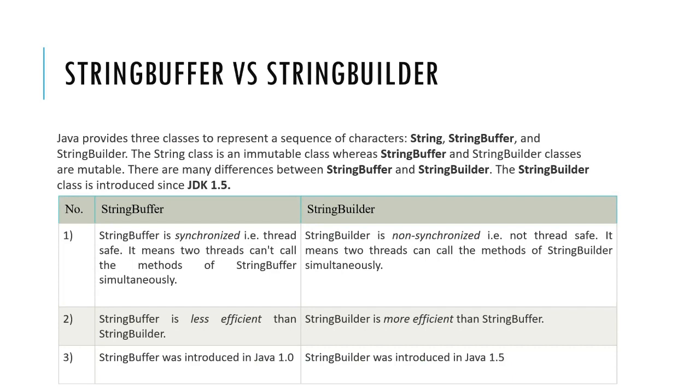Java provides three classes to represent a sequence of characters. One is String, with the help of which you can create a sequence of characters. The other ways are StringBuffer and StringBuilder. The String class is an immutable class, whereas StringBuffer and StringBuilder classes are mutable. As I mentioned, these two are mutable objects. There are many differences between them. Let's see what those are.